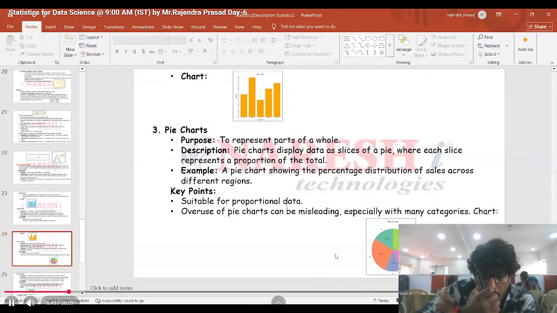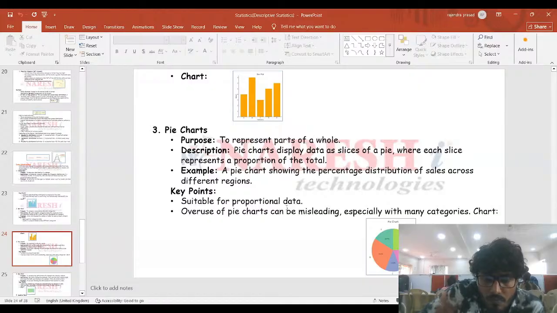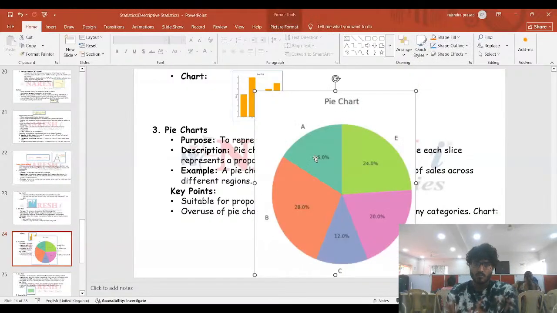pie chart showing the percentage distribution of sales across the different regions. So let me zoom out this particular bit. Please look at the chart, guys. Whenever you see this, see A, E, something else you have.